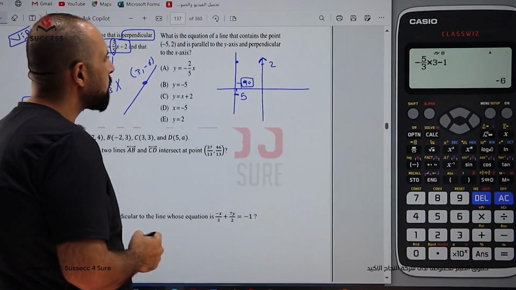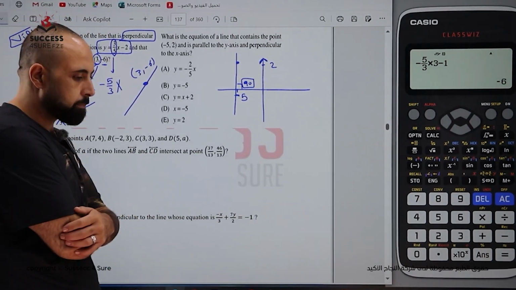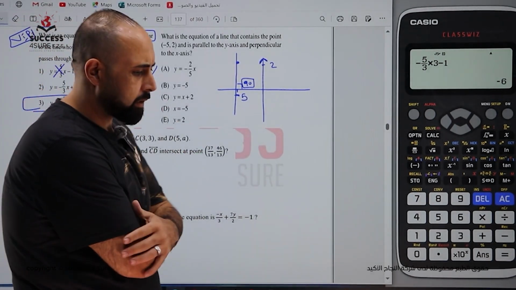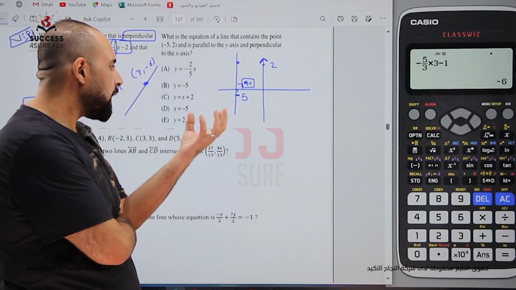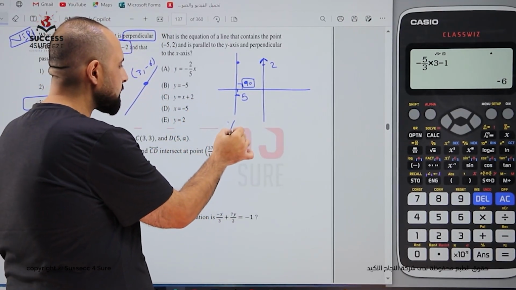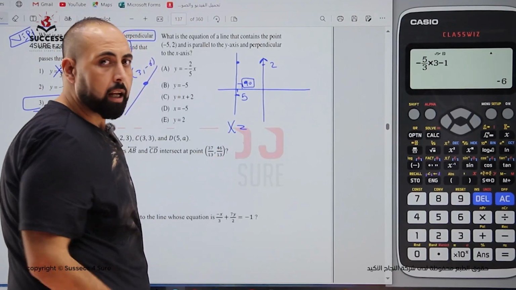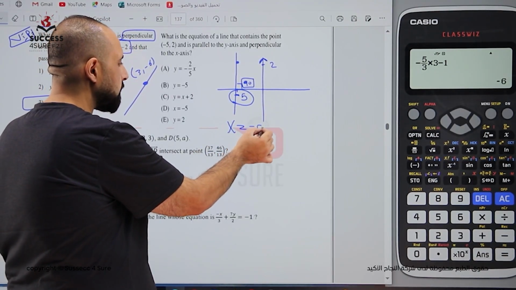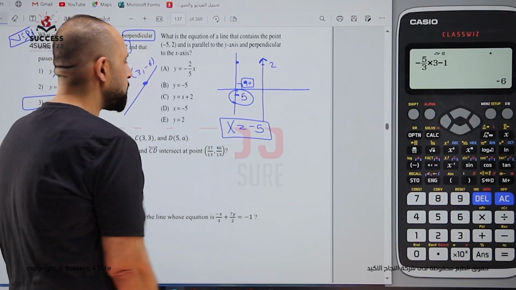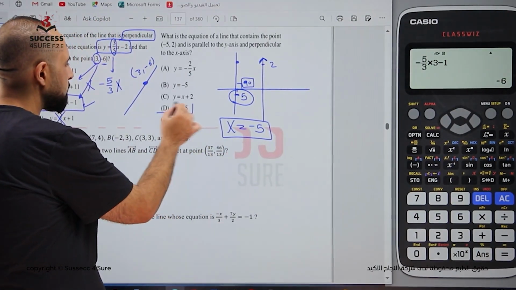It asks, what is the equation? For the first thing, if we have a vertical line, that means our equation is x equal to a number, and that number is negative 5. So that's the solution: x equals negative 5.